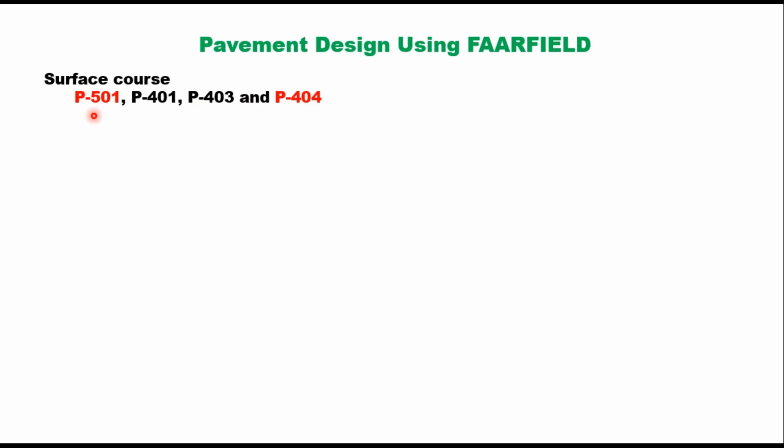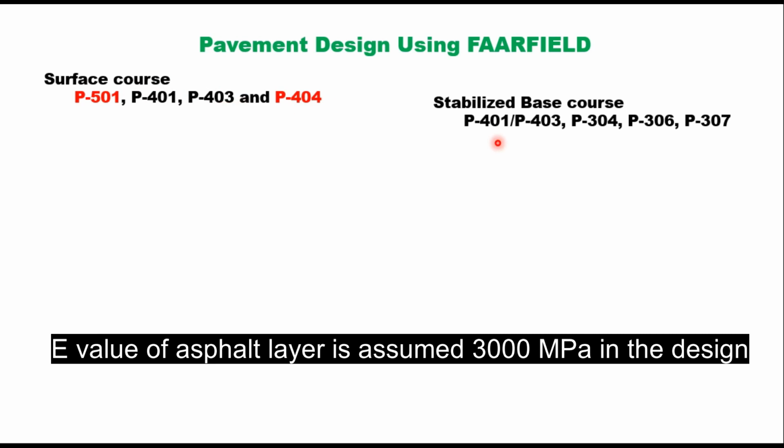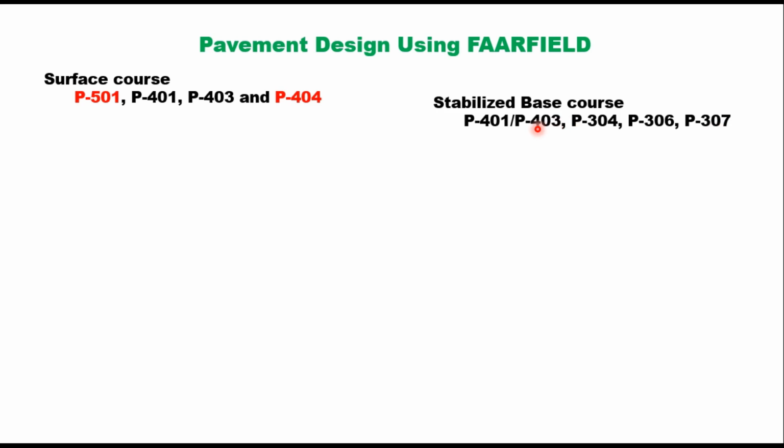For example, here P501 and 404, they are for concrete pavement. This is PCC slab. Similarly, P401 and 403, they are asphalt mixtures. And E value of these asphalt mixtures in the software is assumed 30,000 MPa. In case of stabilized base course, 3-4 materials are suggested: 401, 403, 304, 306, 307. This 403 is to be used only when aircraft weight is less than 60,000 pounds.